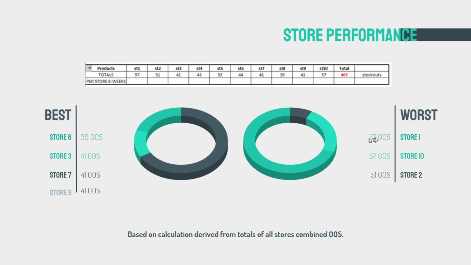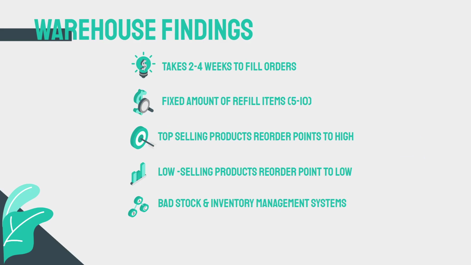On average, we have 57 times that products were missing from store 1 through that 8-week period of time, and the same with store 10 and store 2. So this causes issues because that means that products are not being fulfilled correctly. So this automatically tells us that we've got some systems in place that aren't working correctly.